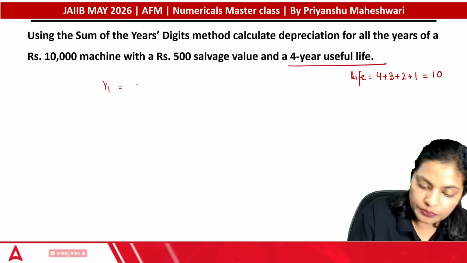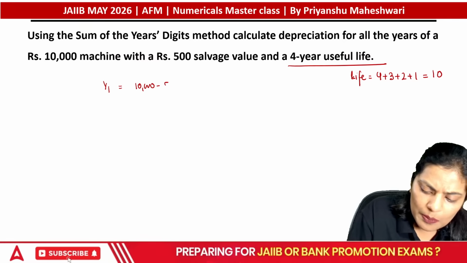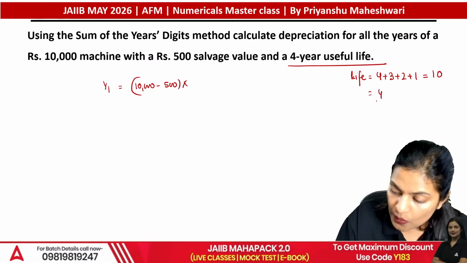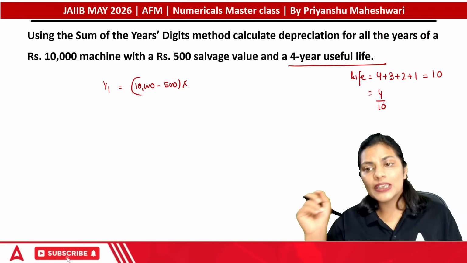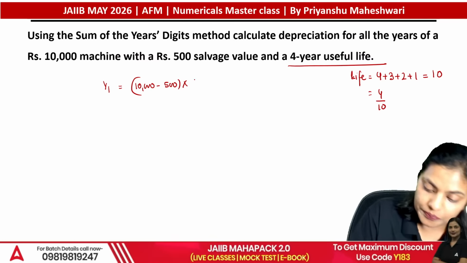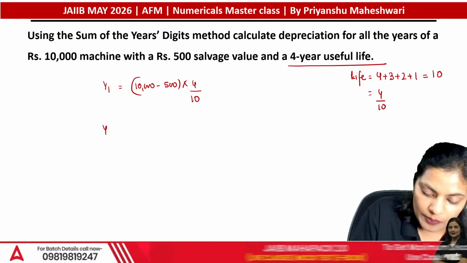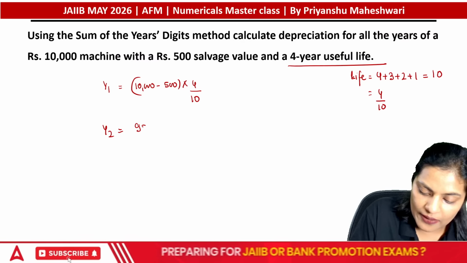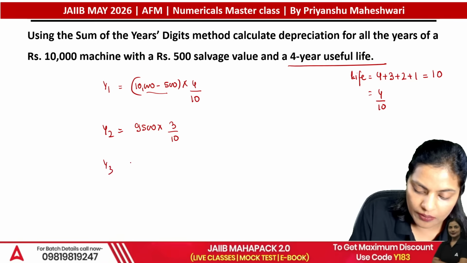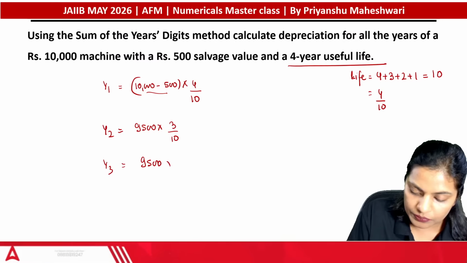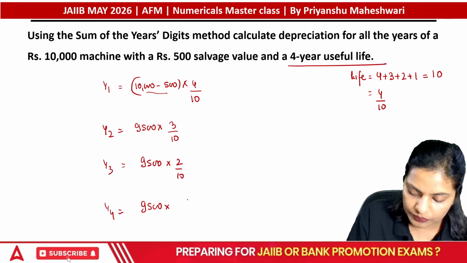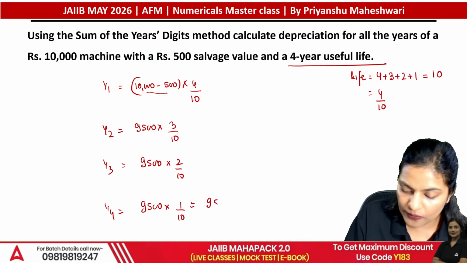And let's calculate it for the year 1. So, 10,000 minus 500, correct? What would be the proportion for the first year? 4 by 10. See, obviously year 1 when you would have bought it, you will be using it for proper 4 years, right? So 4 upon 10, year 2, directly I'll write it as 9,500. You can get it from here. 3 by 10, year 3, 2 by 10, year 4, 1 by 10. So like 950.